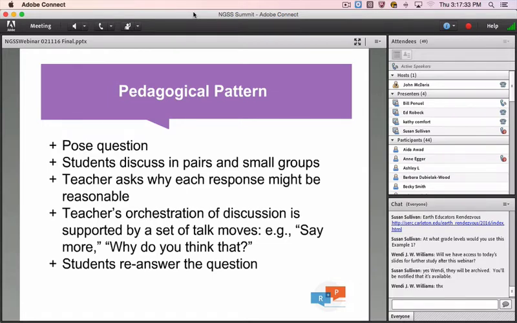And then we give teachers a set of talk moves, like "say more about that" and "why do you think that," to really deepen the conversation, and also for the teacher to help the students understand one another's ideas and to actually engage with one another's ideas. And after this discussion, students might re-answer the question.